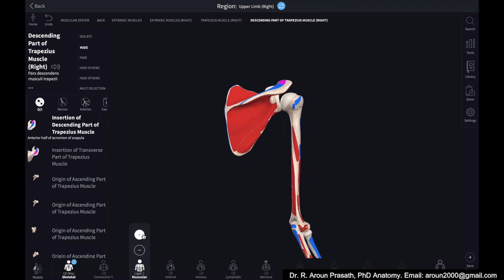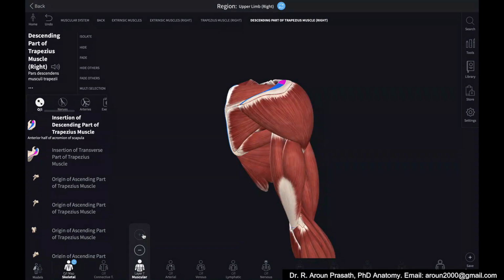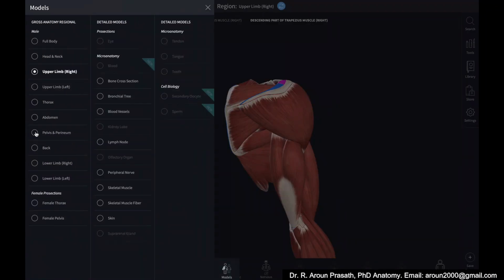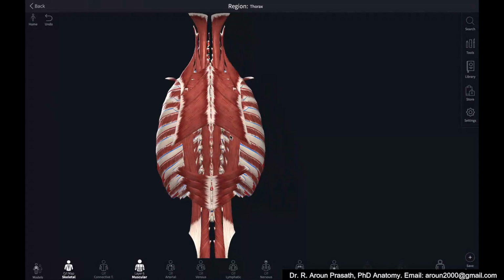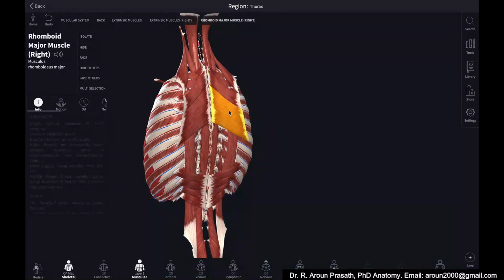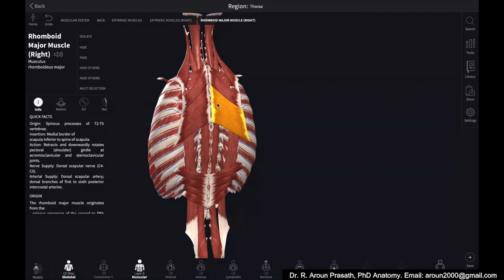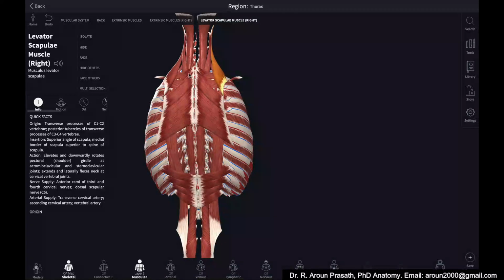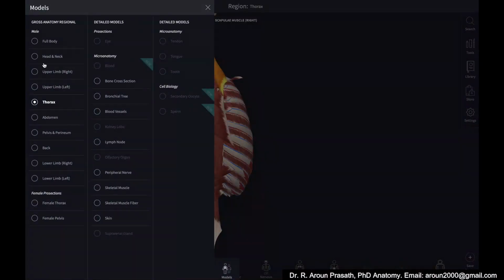Now if you look at the interscapular muscles, these are the muscles present between the two scapulae: the rhomboid major, the rhomboid minor, and also the levator scapulae. These are the muscles present in between the two scapulae.